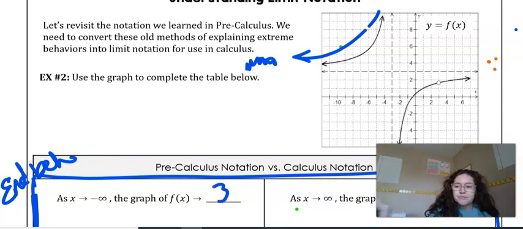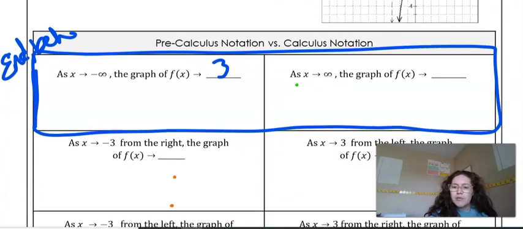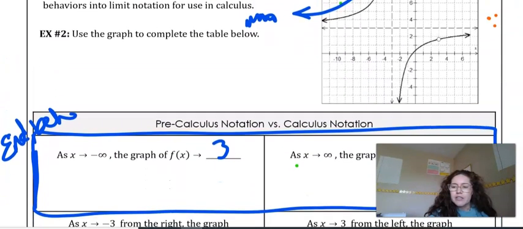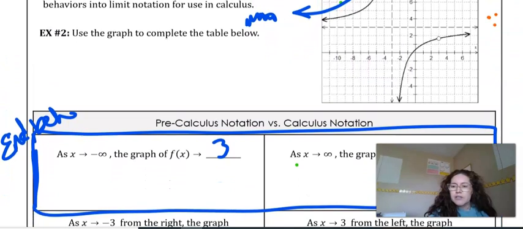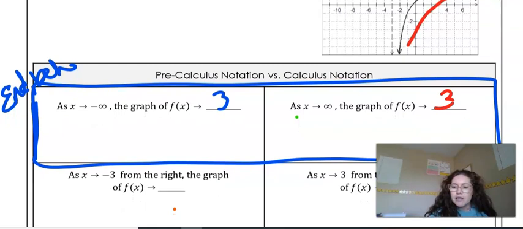Now let's get a new color for the next one. We'll go red. The next one says, as I approach positive infinity. Positive infinity is going this way, up, and it's hitting that same asymptote. So we're going to say it's hitting that same 3.